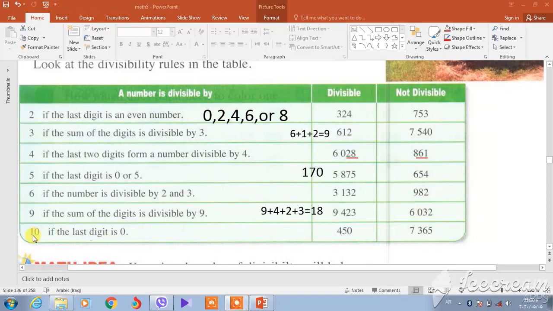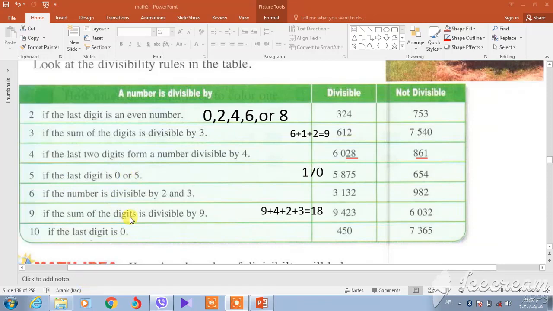A number is divisible by 10 if the last digit is 0. For example, we have 450. Is it divisible by 10? Yes, because the last digit is 0. And in this example, we have 7365. Is it divisible by 10? No, because the last digit is 5, not 0. Look, students, for 10 the last digit must be 0, but for 5 it can be 0 or 5.